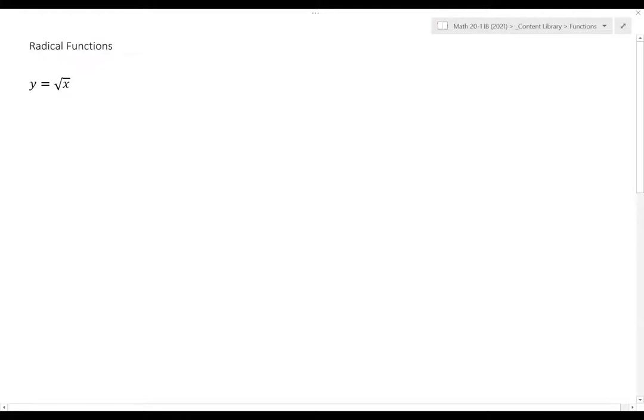So in this video, we're going to look at radical functions, and we're actually going to specifically look at square root functions. We'll look at other roots in class together. So let's start with the most basic radical function, y equals the square root of x.